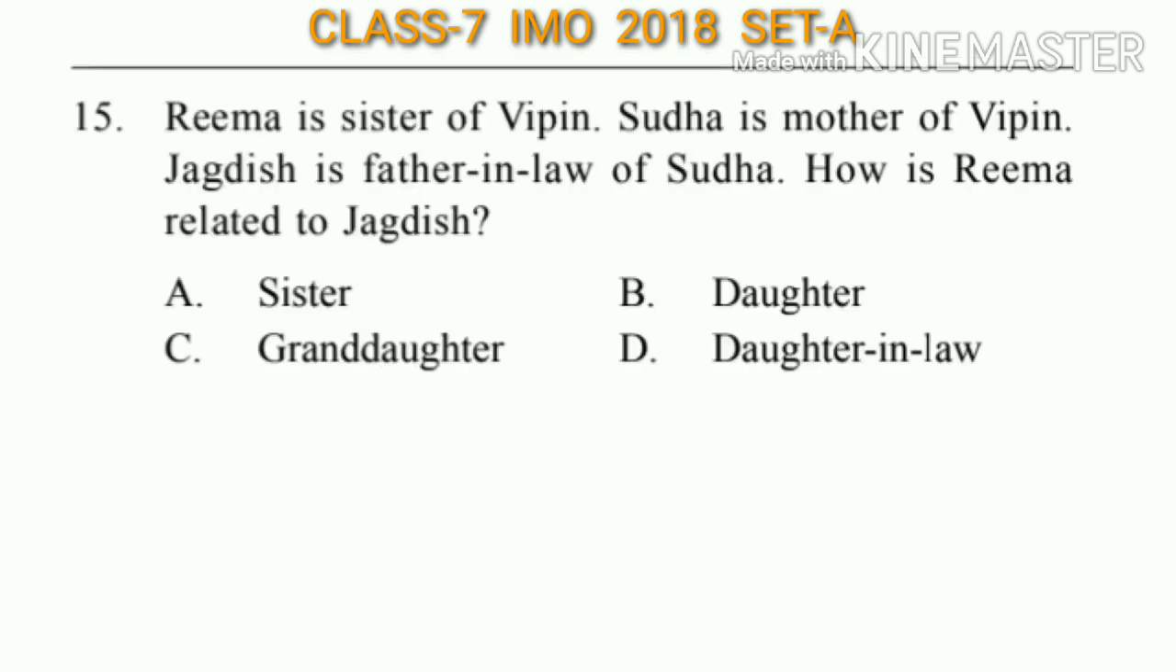Question number 15. Rima is sister of Bipin. Sudha is mother of Bipin. Jagdish is father-in-law of Sudha. How is Rima related to Jagdish? The answer will be option C, granddaughter.